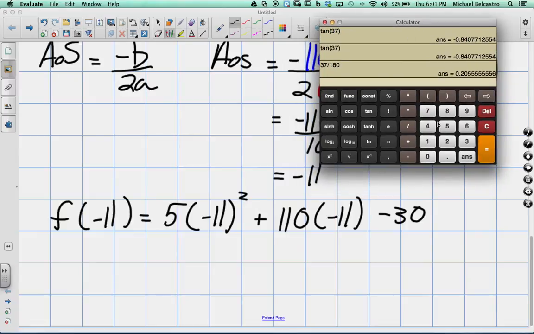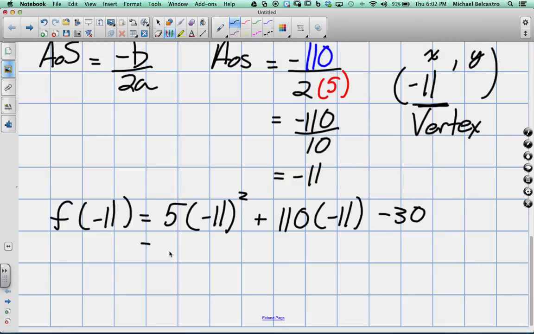Let's take a look here. We have 5 multiplied by bracket negative 11 squared, plus 110 times bracket negative 11, and then minus 30. That gives negative 635. Okay, so a pretty big value. But that's important because that is the y value of our vertex.